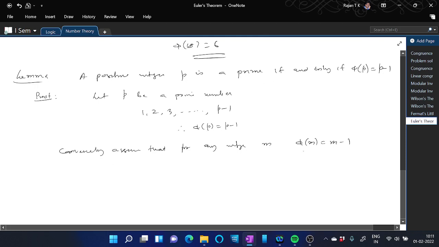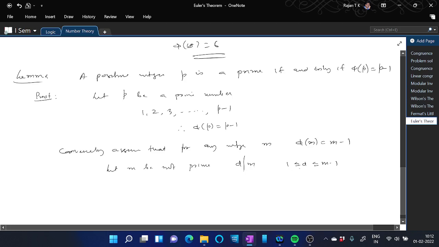Now phi of m, that is the number of positive integers less than or equal to m and relatively prime to m, is actually m minus 1, we have taken. Now we have to prove m is a prime number. Suppose there is a factor for m, that is, m is not prime. Let m be not prime. In that case, there exists an integer d which divides m, where d is such that 1 is less than or equal to d, which is less than or equal to m minus 1. One of the factors of m will be in between 1 and m minus 1.